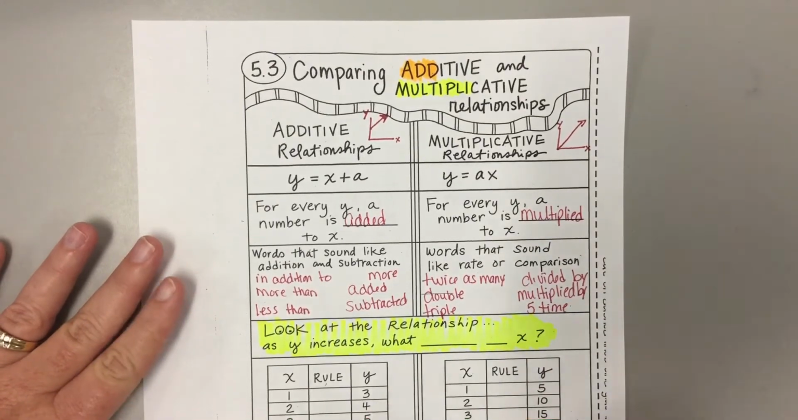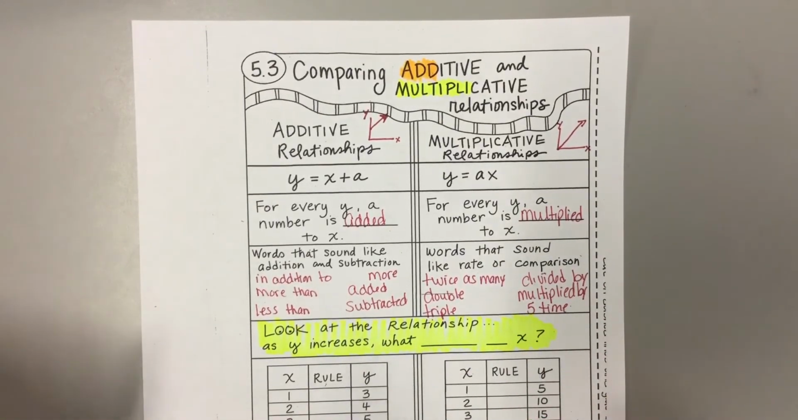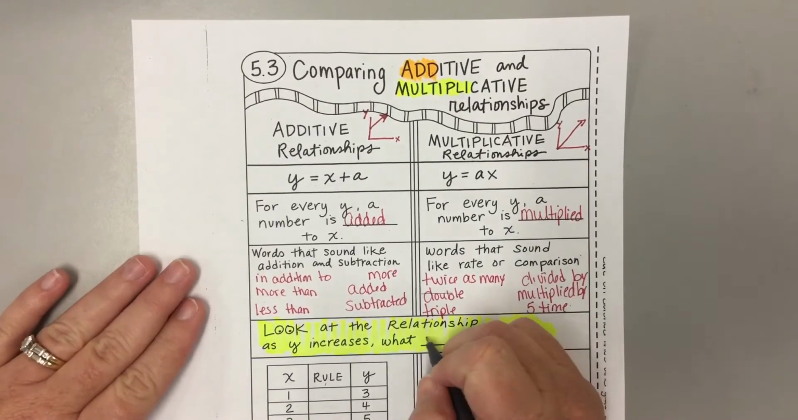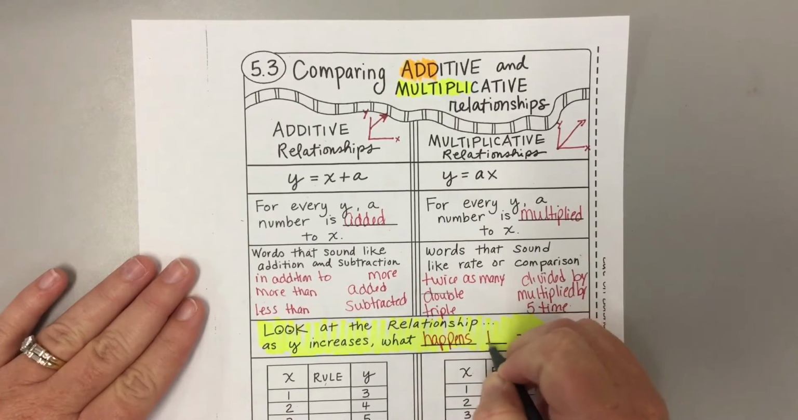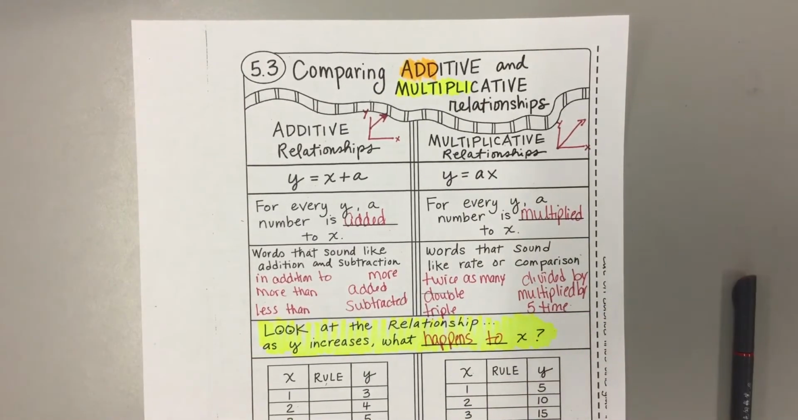All right, so you're going to look at the relationship and you're going to ask yourself, as y increases, what is happening to x? To get from x to y, what is happening? Am I adding to it? Am I multiplying it? Am I dividing it? Am I subtracting? What am I doing to get from x to y? Those are the questions that you're going to ask yourself.